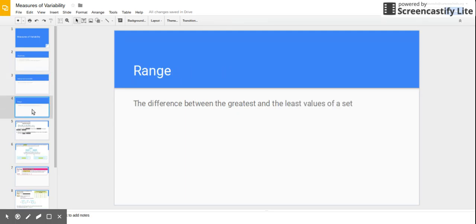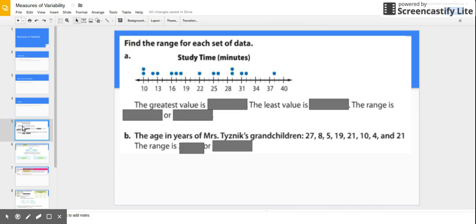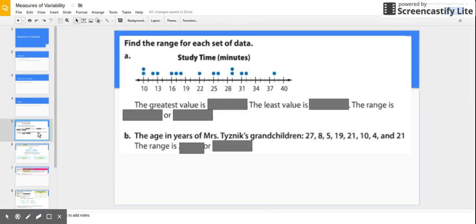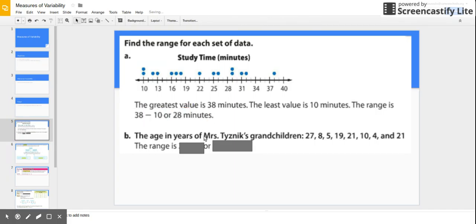Measures of variability are used to describe the distribution of data. Range is the difference between the greatest and the least values of a set. So this we should all already be familiar with. Find the range for each set of data. We just said that the range is the difference between the greatest and the least. So our greatest value is 38, and our least value is 10. So the range is 38 minus 10, which gets you 28 minutes.